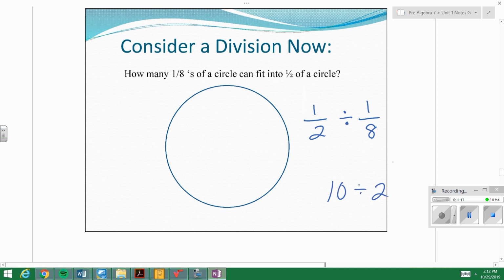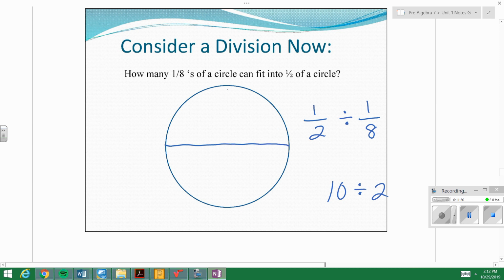if I did 10 divided by 2, it's saying how many groups of 2 can be made out of 10, right? Or how many times does 2 go into 10? Or how many times does 2 fit into 10? This is asking a very similar question. How many 1/8 can fit into 1/2? So let's go ahead and just split up the circle, okay?